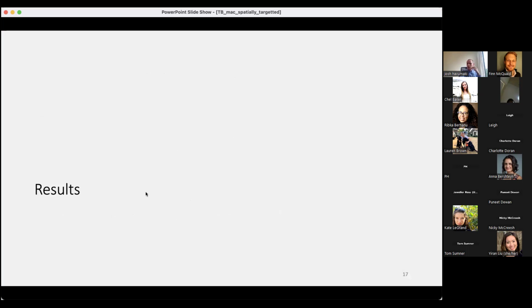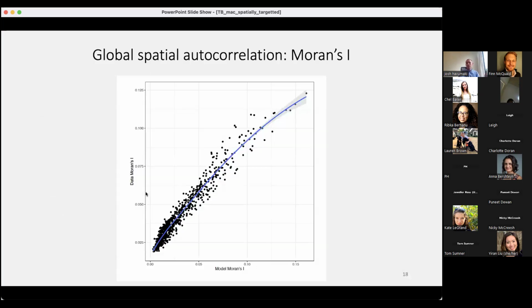So now onto the results. First of all, in terms of calibration, like I said, the goal was really to recreate the local case intensity in the district and the clustering of cases in the district. And this is a metric that assesses the amount of autocorrelation in spatial data.